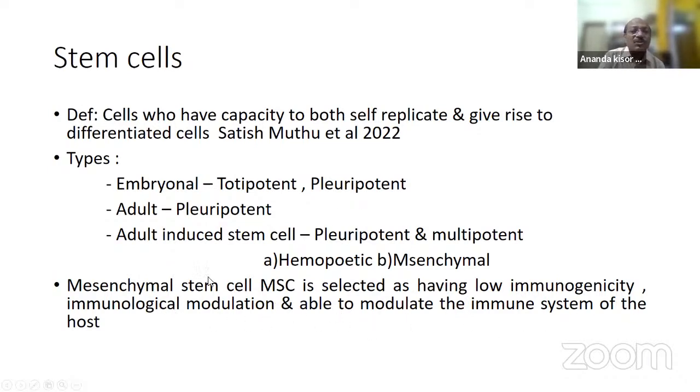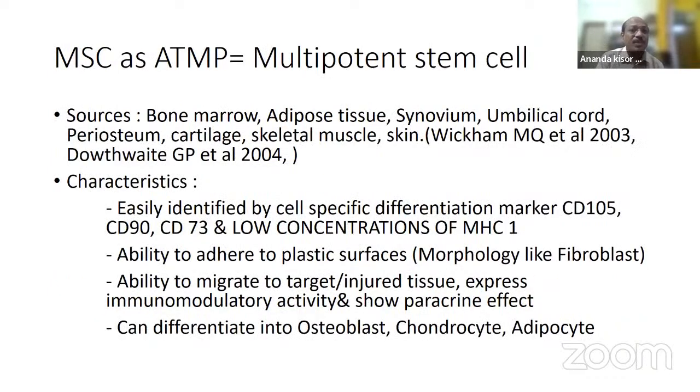And so it not only has low immunogenicity, but it also has immunological modulation and is able to modulate the immune system of the host. So that is why, among all the pluripotent stem cells, the mesenchymal stem cells are selected for our stem cell therapy. Now, mesenchymal stem cells, as this ATMP, are basically multipotent stem cells. The sources from where it is collected.